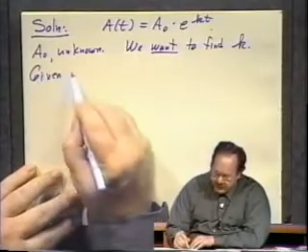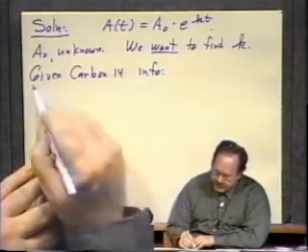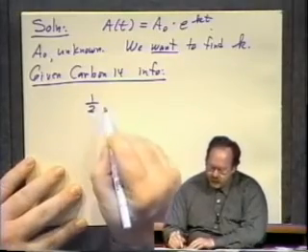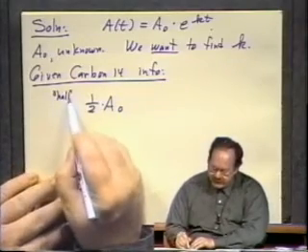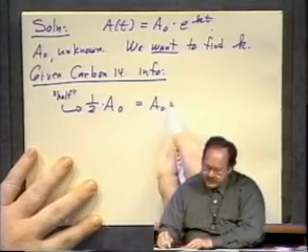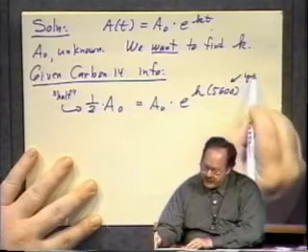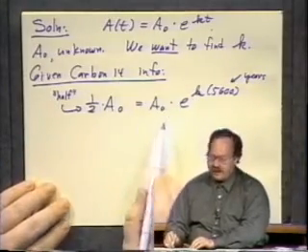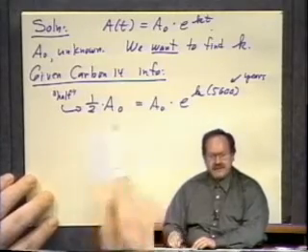Now we are given the following carbon-14 information. We are told that 1/2 of any original amount, this is the word half in half-life, the 1/2 is equal to A sub 0 times e to the k times 5,600, because that was the time in years that it took to get 1/2 of what you originally had. Remember, we're decaying here, so you have less after a given amount of time. This was the half-life statement.